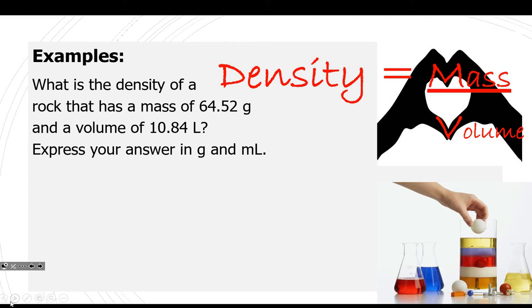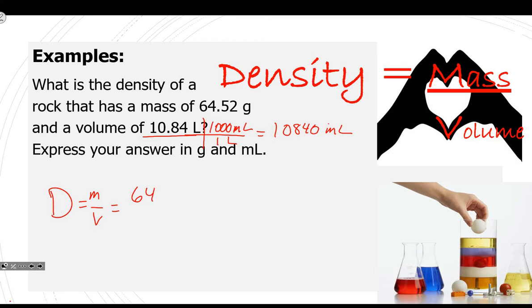So to change it first, we would go like this and we would multiply by 1,000 milliliters in 1 liter. We would get 10,840 milliliters. And then we would take density is equal to mass divided by volume. Mass is 64.52 grams divided by 10,840 milliliters. And our answer, if it's bigger than 1,000 or less than 1,000th, we put in scientific notation.